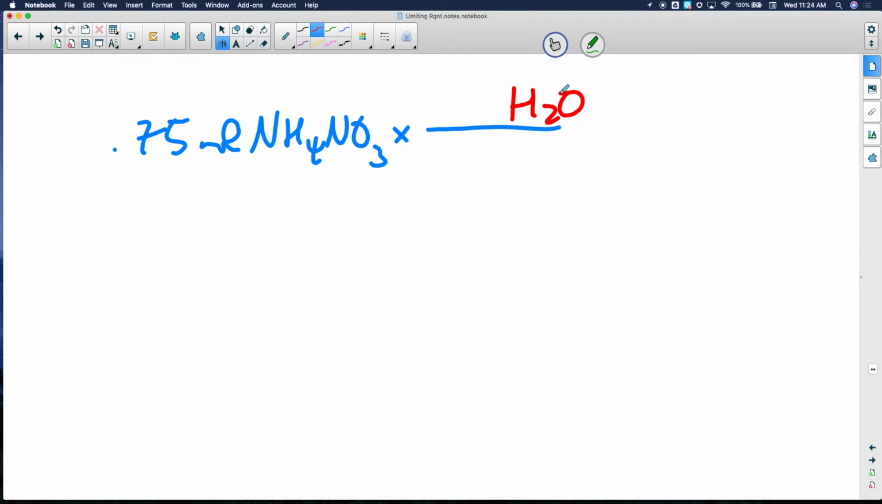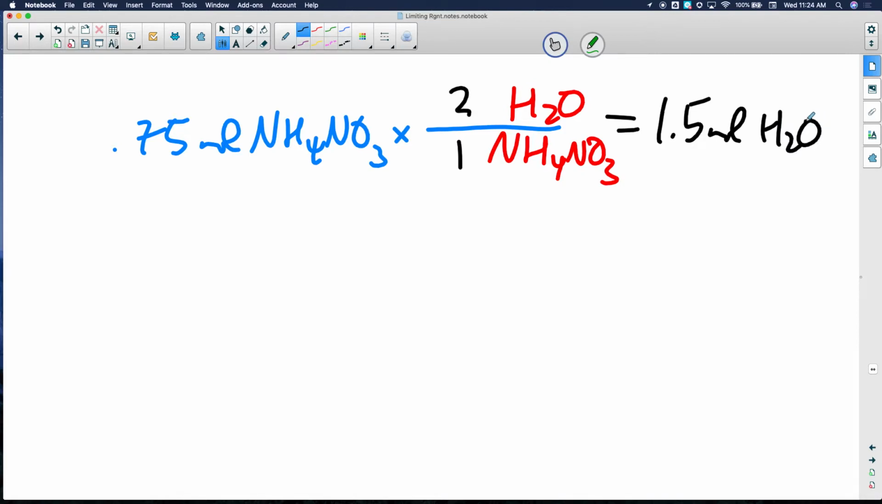The thing I have, which in this case is NH4NO3. MK, what are my coefficients? 2 on H2O and 1 on nitrate. Elizabeth is reaching for a calculator. 0.75 times 2 over 1 equals 1.5 moles of water. And now Ella wants to turn that into molecules.